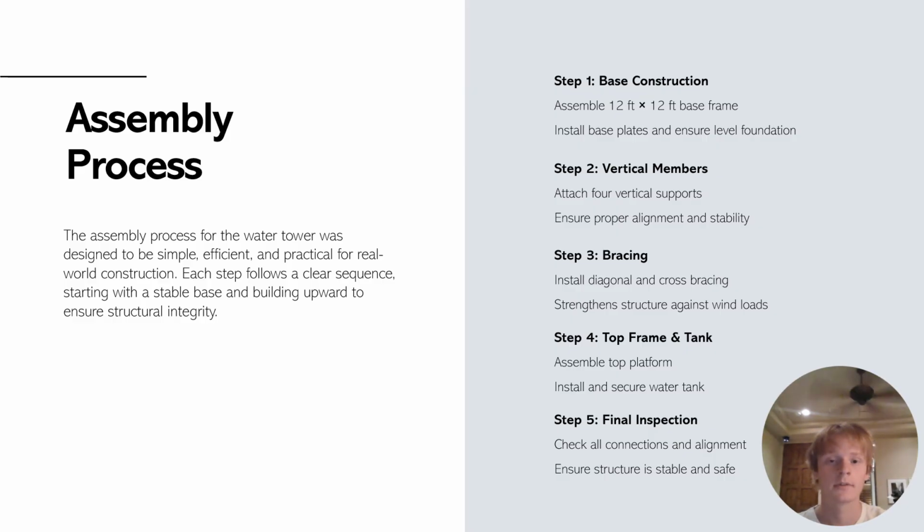The assembly process was designed to be simple and logical. It starts with constructing the base frame and ensuring it is level. This is important because the entire structure depends on a stable foundation. Next, the vertical members are installed, followed by diagonal bracing, which adds strength and helps resist wind loads. Then, the top platform is assembled and the water tank is installed and secured. Finally, all connections are checked to make sure the structure is aligned and stable. This step-by-step process ensures that the tower can be built efficiently and safely in real-world conditions.